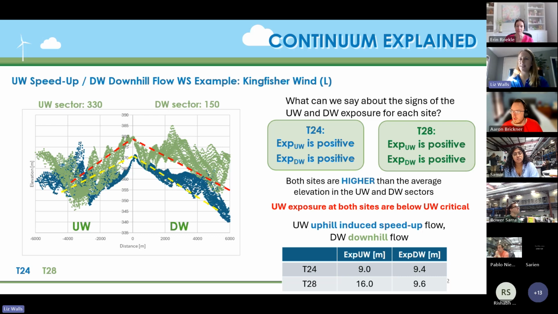And recall that we said that typically the critical upwind exposure, the point at which the forces due to gravity are equal and opposite to the pressure gradient forces, is around 20 meters for the upwind exposure. So we have upwind exposures at these two sites that are less than that critical upwind exposure. So we're saying there's going to be some induced speed up happening at these two sites.